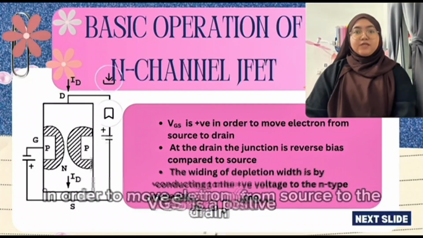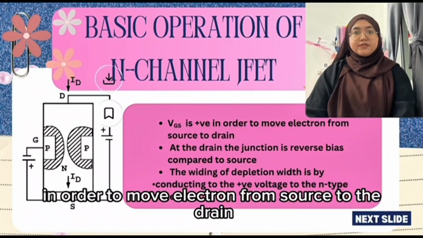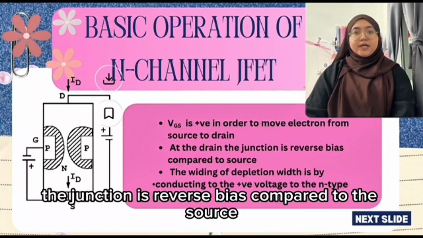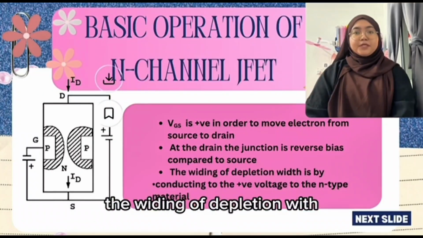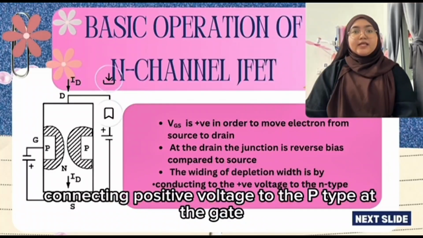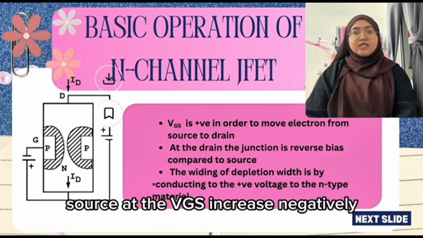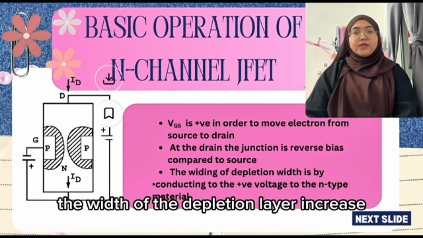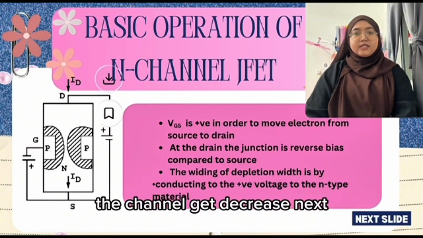VGS is positive in order to move electrons from source to the drain. At the drain, the junction is reverse biased compared to the source. The widening of the depletion region is done by connecting positive voltage to the N-type material and negative voltage to the P-type at the gate, so the gate is reverse biased. As VGS increases negatively, the width of the depletion layer increases and the channel gap decreases.